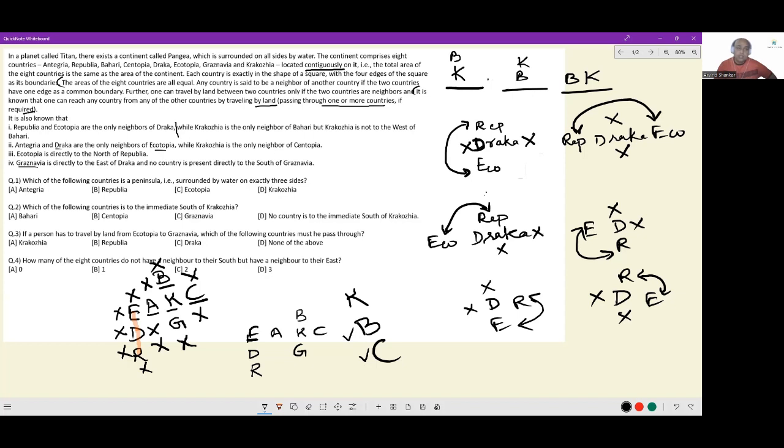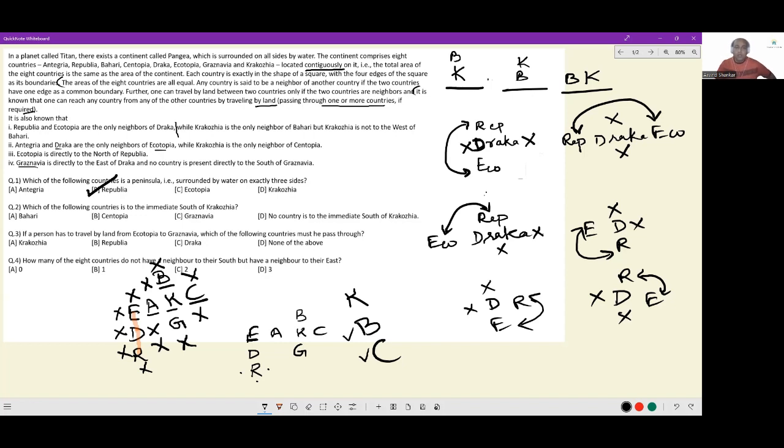Which of the following countries is a peninsula that is surrounded by water on exactly three sides? Antegeria is not surrounded by water on three sides. E, A, and K are its neighbors. Republia, yes, it has water on three sides. Ecotopia has countries on two sides. Krakozia has four countries on four sides. The answer has to be option B, Republia.